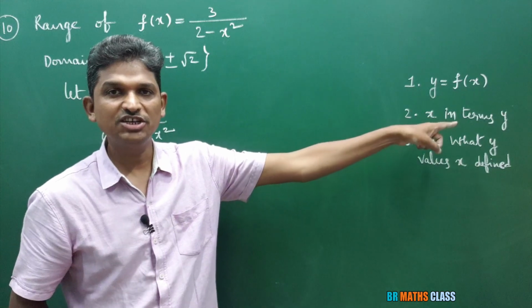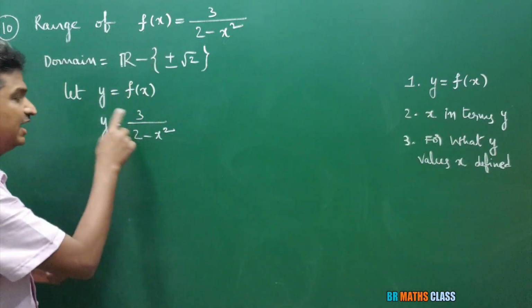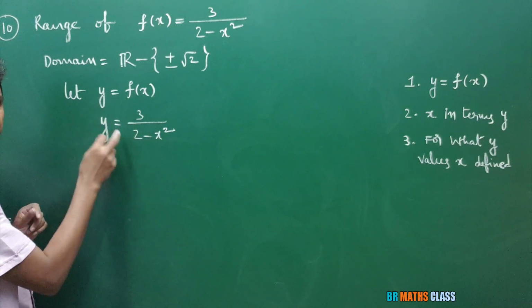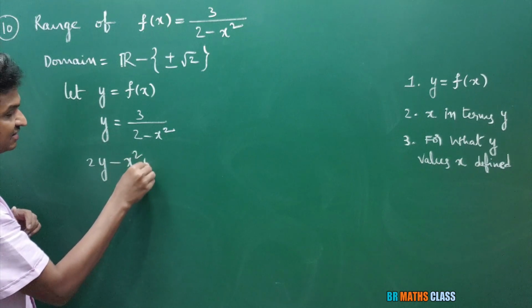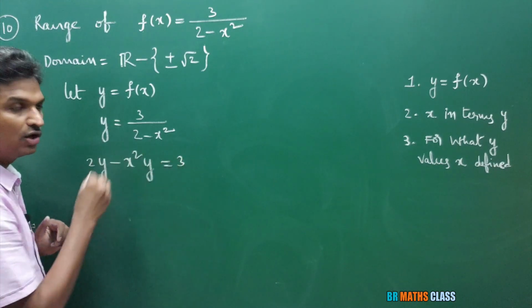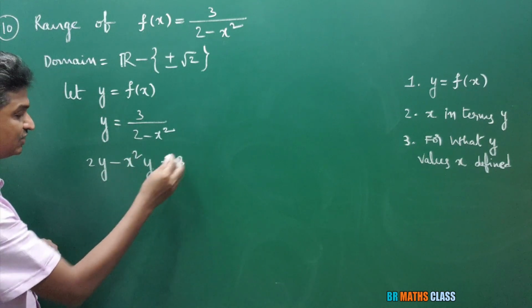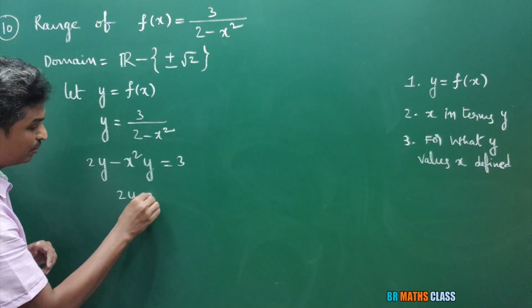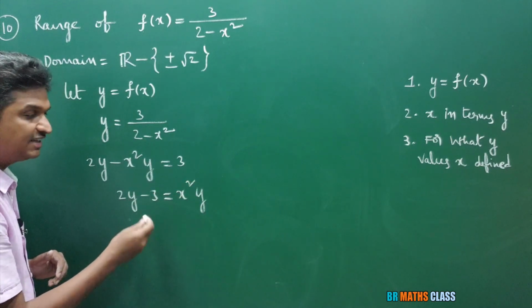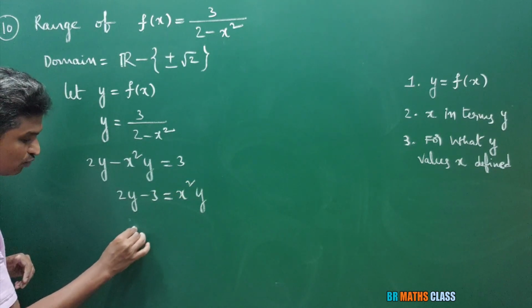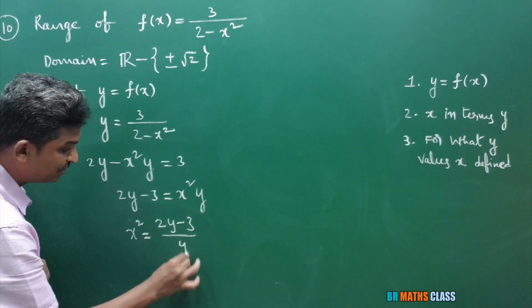I want x in terms of y. To write x in terms of y, I will do a little bit of simplification. You cross multiply, what you will get? You will get 2y minus x square y equal to 3. What you want is x in terms of y. So I will take this to the other side. Then 2y minus 3 equal to x square y. As I want x in terms of y, I will take y to this side. Then x square is 2y minus 3 divided by y.